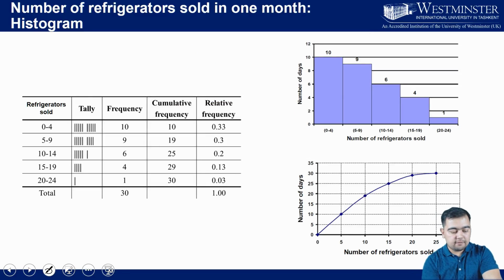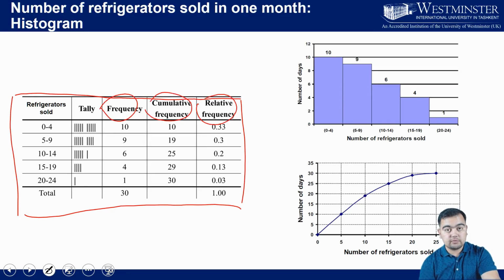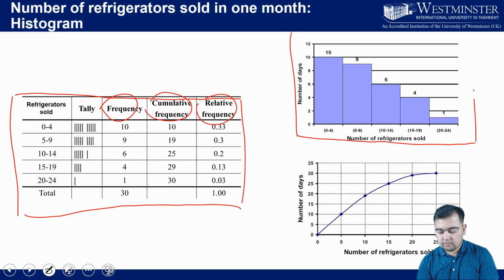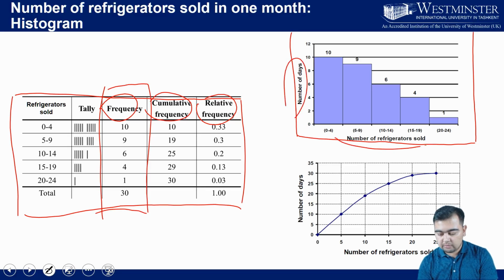So once we have constructed this particular table with the frequencies, the cumulative frequency and the relative frequency, now we need to illustrate the data, I mean our results, graphically somehow, yes? Now, the top right graph basically represents the what? The frequency column, yes? You have the number of days, you have the number of refrigerators sold in a particular month, right? And you have different groups like we initially constructed, yes? And you have the actual data.